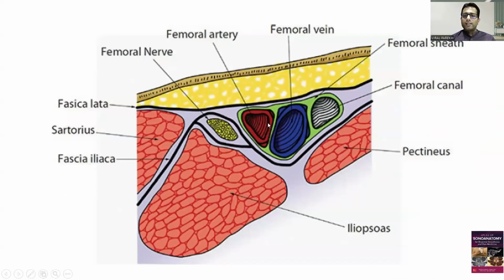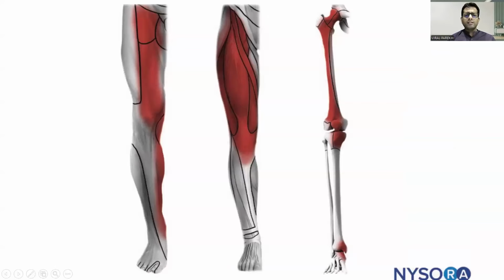At the level of the inguinal crease, we can see this is the femoral canal. The nerve lies lateral to it and deeper to both the fascia lata and the fascia iliaca. This is the dermatomal, myotomal, and the osteotomal coverage, which we achieve with the femoral nerve.